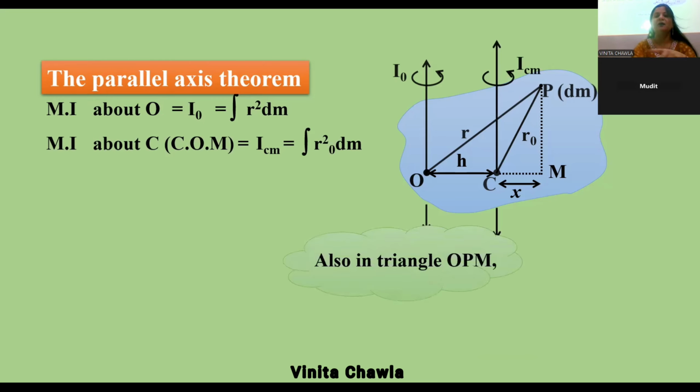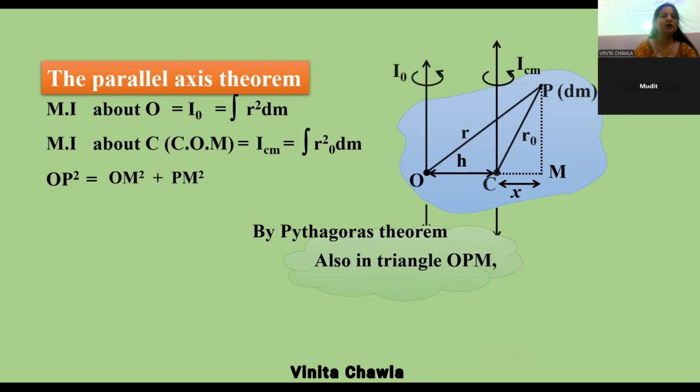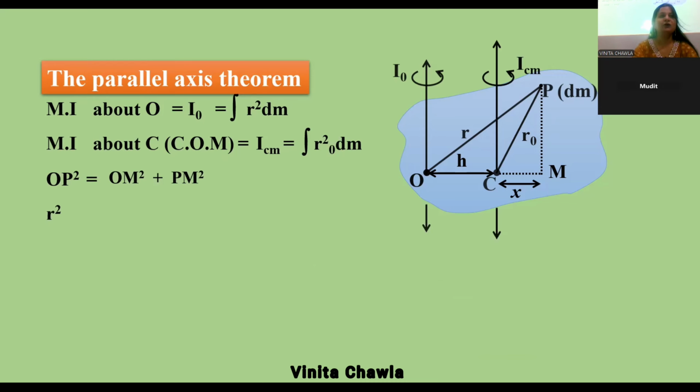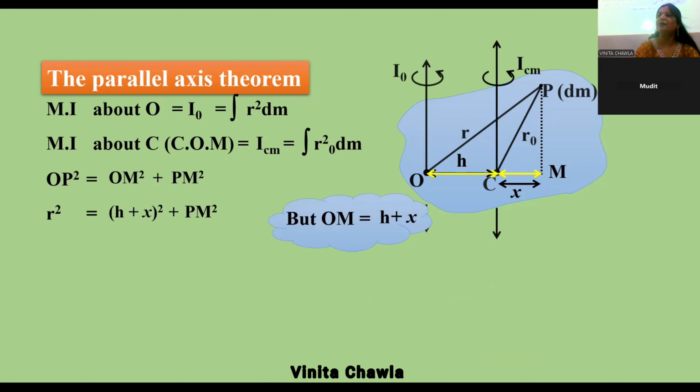Easy. Okay. So now consider this triangle OPM. In this triangle OPM, this is a right angle triangle. We can apply Pythagoras theorem here. So OP square is equal to PM square plus OM square, right? And what is this OM? OM is OC plus CM. We can write H plus X whole square for this. Okay. And OP is R, so R square is H plus X whole square plus PM square. This is how we can write.